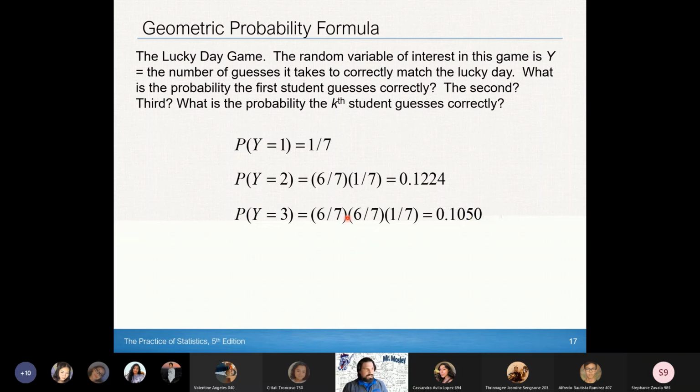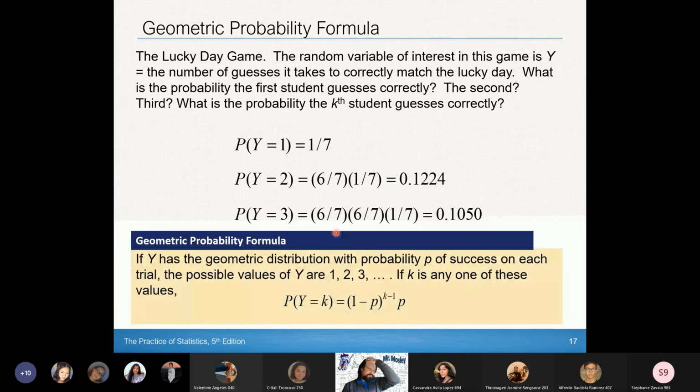The pattern is emerging that we will always end with multiplying by a success. Every previous multiplication is a failure, which yields the geometric probability formula. If y has the geometric distribution with probability p of success on each trial, the possible values of y are 1, 2, 3, on and on through infinity. If k is any one of these values, then the probability of y equaling k is equal to 1 minus the probability of success to the k minus 1 power, times the probability of success. So this is a slightly smaller calculation, which is kind of nice.